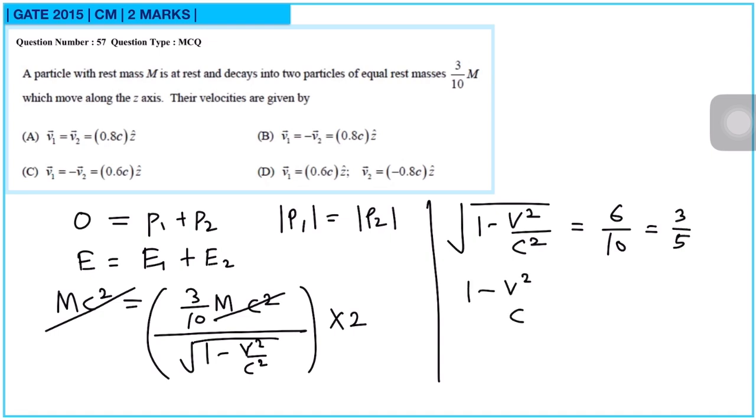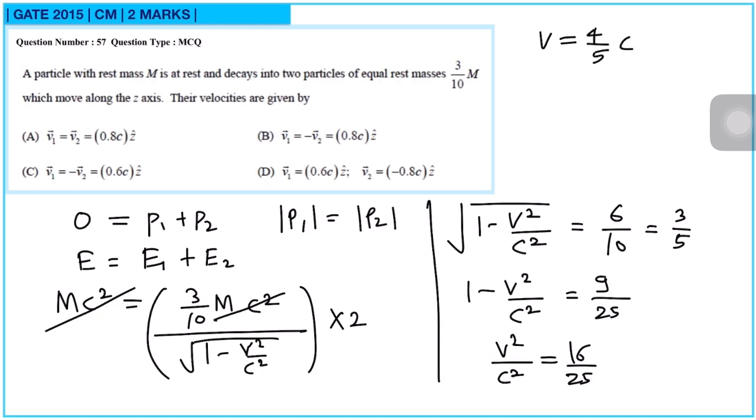So 1 minus v square by c square is 9 by 25. So v square by c square is 16 by 25. So v by c is equal to 4 by 5, so v is equal to 4 by 5 into c, which is equal to 0.8c. So option B is correct. Both will have velocities in exactly opposite directions, same magnitude, and it is 0.8c z cap.